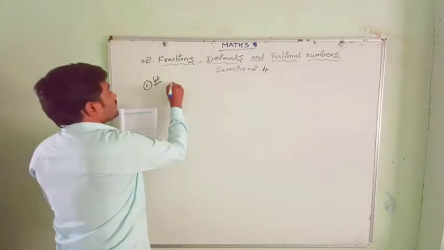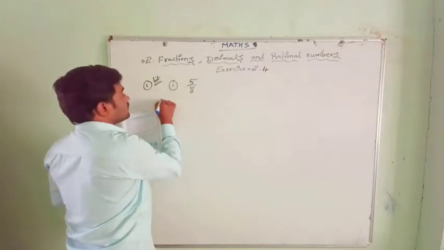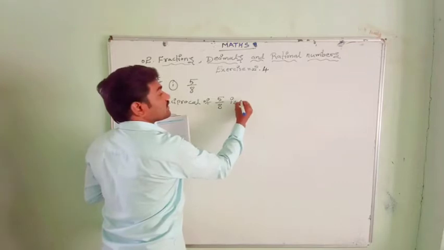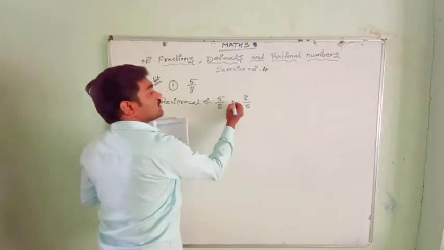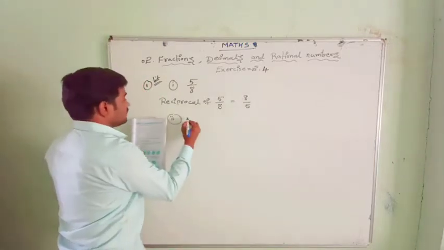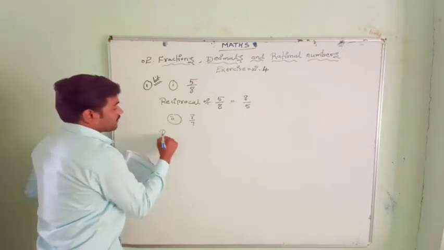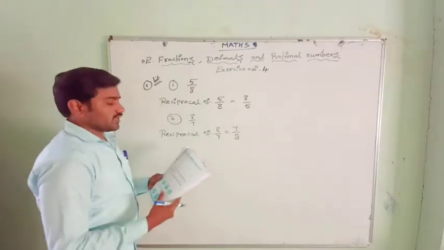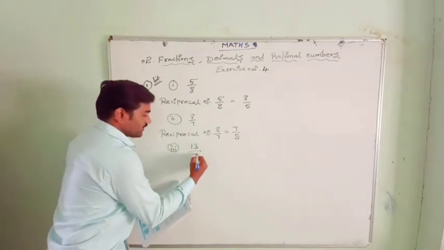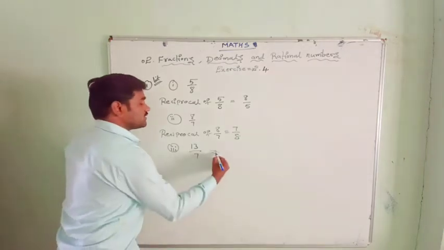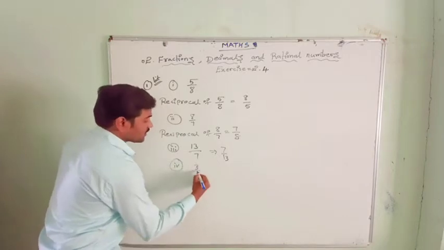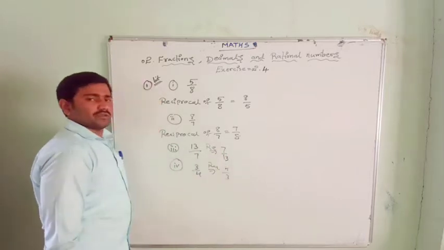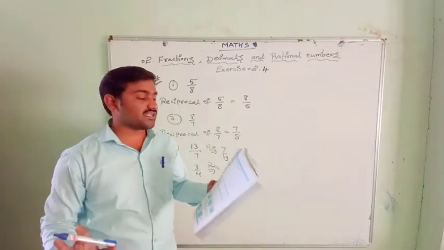So here first question, reciprocal of 5 by 8 is 8 by 5. The second question here, reciprocal of 8 by 7 is 7 by 8. In this way you can tell now. What is the reciprocal? The third question here, reciprocal of 13 by 7 is 7 by 13. Then the fourth question, reciprocal of 3 by 4 is 4 by 3. Simple. Interchanging numerator as a denominator, denominator as a numerator is called a reciprocal.